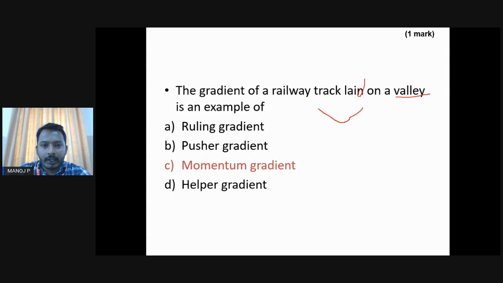So the train will gain its own momentum so that it can climb the gradient. So this type of gradient which is provided is an example of momentum. Since it gains momentum so as to climb the gradient, we call it momentum gradient.